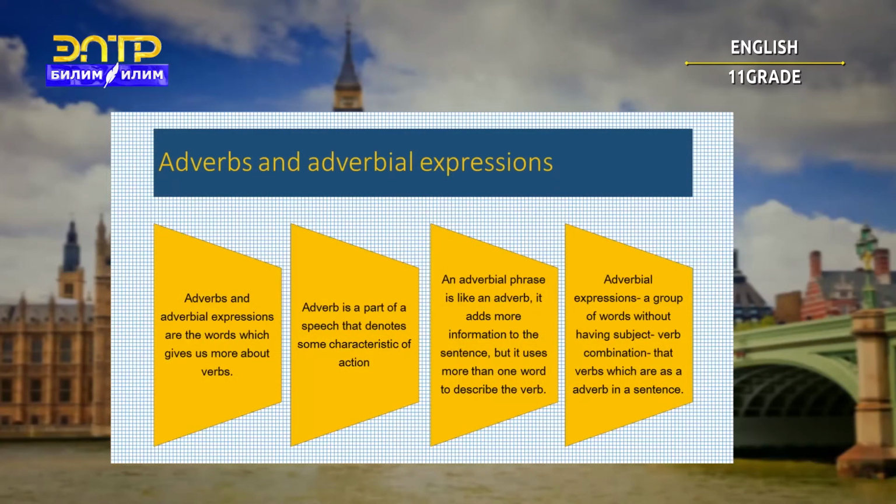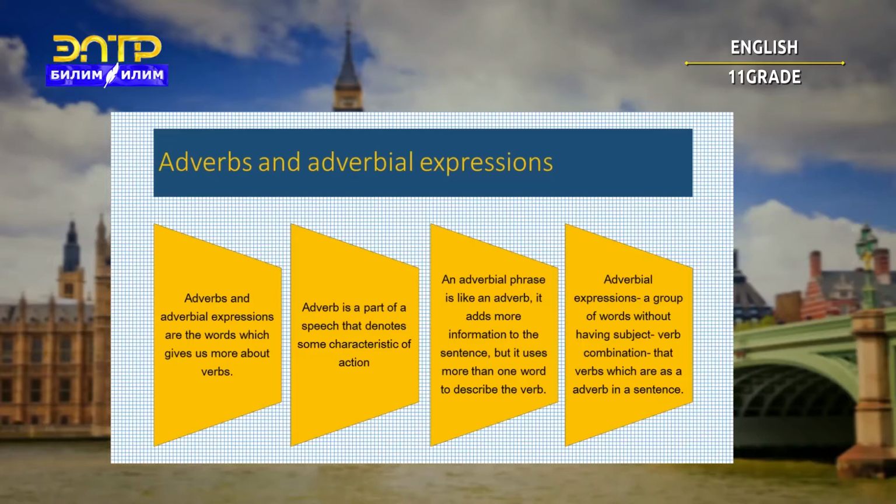Adverbs and adverbial expressions are words which give us more information about verbs. An adverb is a part of speech that denotes some characteristics of an action. An adverbial phrase is like an adverb. It adds more information to sentences, but it uses more than one word to describe the verb. Adverbial expressions are a group of words without a subject-verb combination that function as an adverb in a sentence.